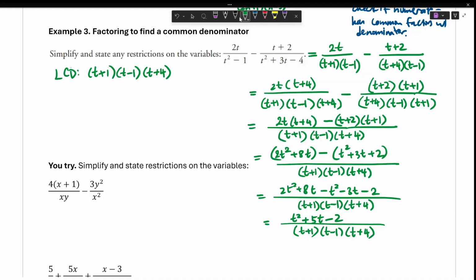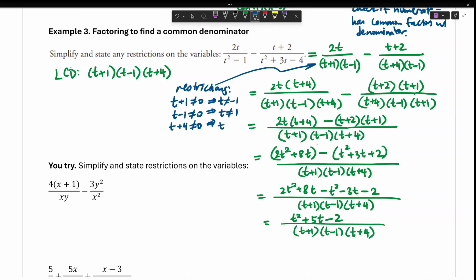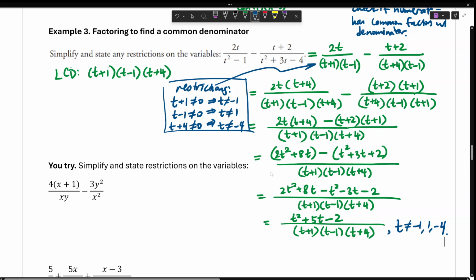Now we forgot about restrictions, so let's go back and figure out what those are. Right here, when we factored, that's where we get our restrictions. So we know that t plus 1 can't be 0, t minus 1 can't be 0, and t plus 4 can't be 0, because otherwise you'll be dividing by 0. So that means t can't be negative 1, t can't be 1, t can't be negative 4. So our final restrictions are that t can't be negative 1, 1, or negative 4.